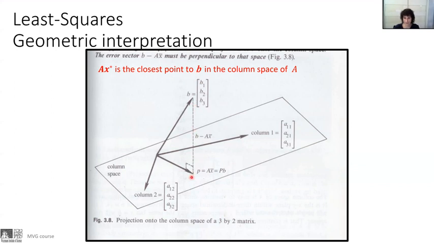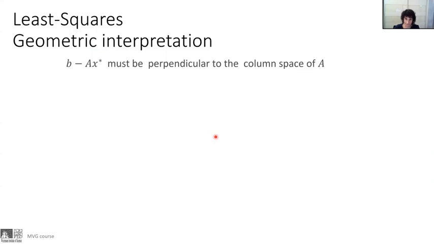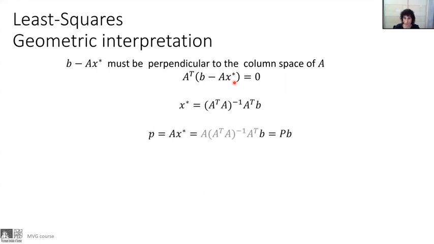If we take this vertical vector to the column space, this explains the normal equation from the other direction, not the algebraic direction, in the sense that the difference AX star minus B should be perpendicular to the column space of A. Which means that if I take A transpose and multiply by B minus X star, I take each column of A and require that it be perpendicular to the vector B minus X star, and I get exactly the same equation that I got algebraically. This is exactly the normal equation we had before.